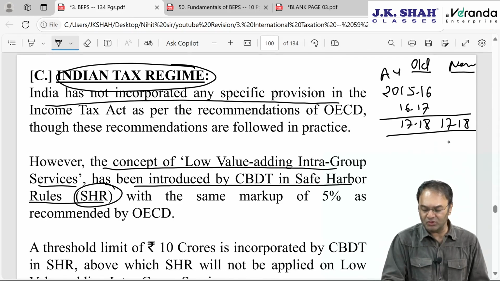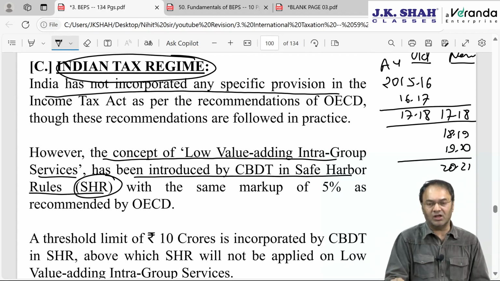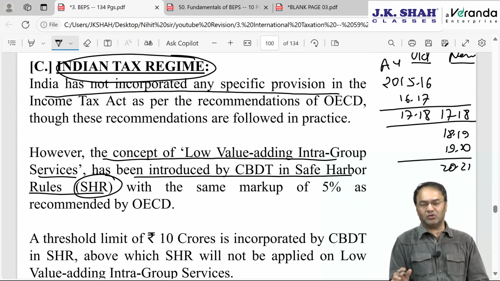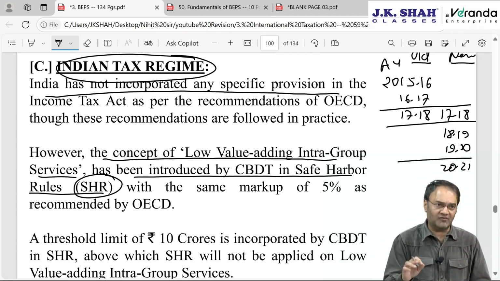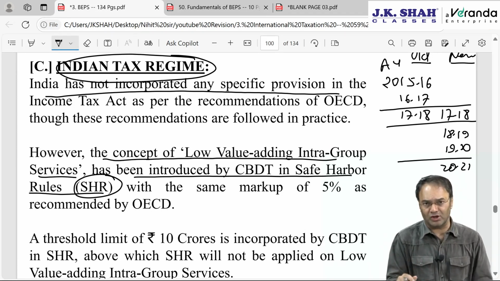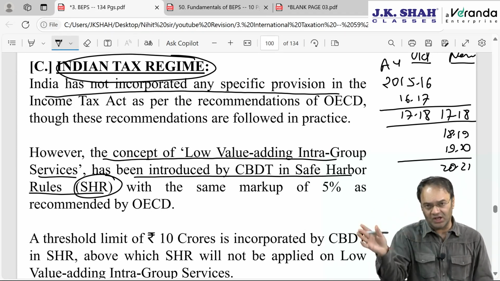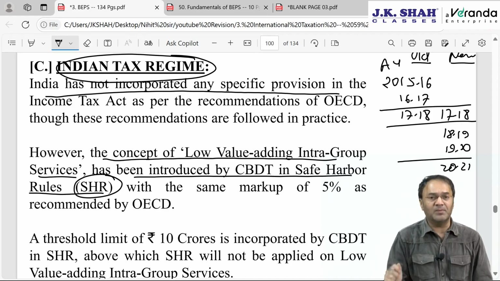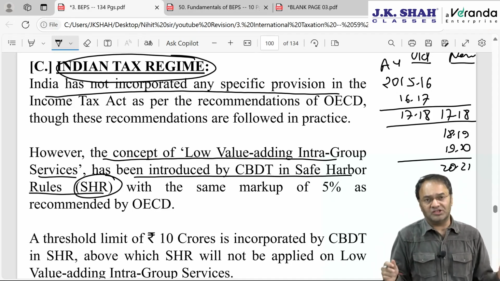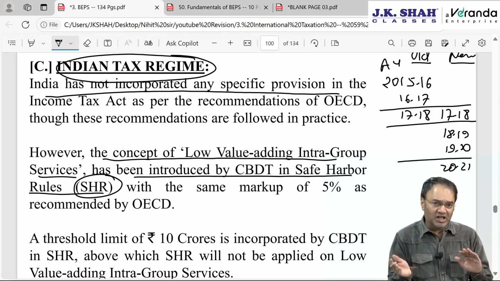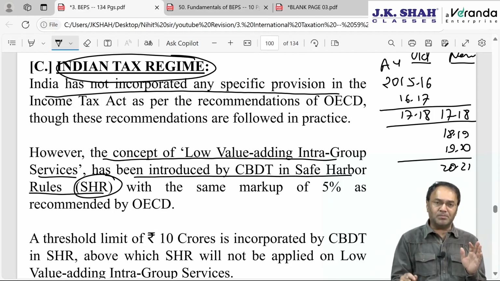The new Safe Harbor Rules were valid for 3 years, AY 17-18, 18-19, 19-20, and then due to Corona they were extended by 1 more year, AY 2021, and thereafter CBDT has totally forgotten about it. Maybe Safe Harbor Rules are not popular in India. Safe Harbor Rule is an elective, optional approach, whereby you as an assessee can approach the department and opt for Safe Harbor Rules, whereby the ALP will be computed based on certain pre-decided parameters.